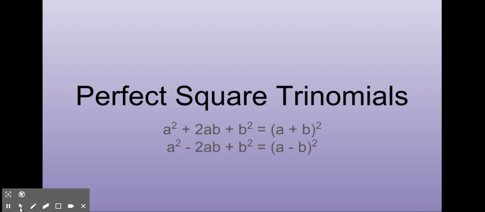Perfect square trinomials are written in the form a squared plus 2ab plus b squared, which can be factored as the quantity of a plus b squared, or a squared minus 2ab plus b squared, which can be factored as the quantity of a minus b squared. Let's go ahead and take a look at how this works in a real-life example.